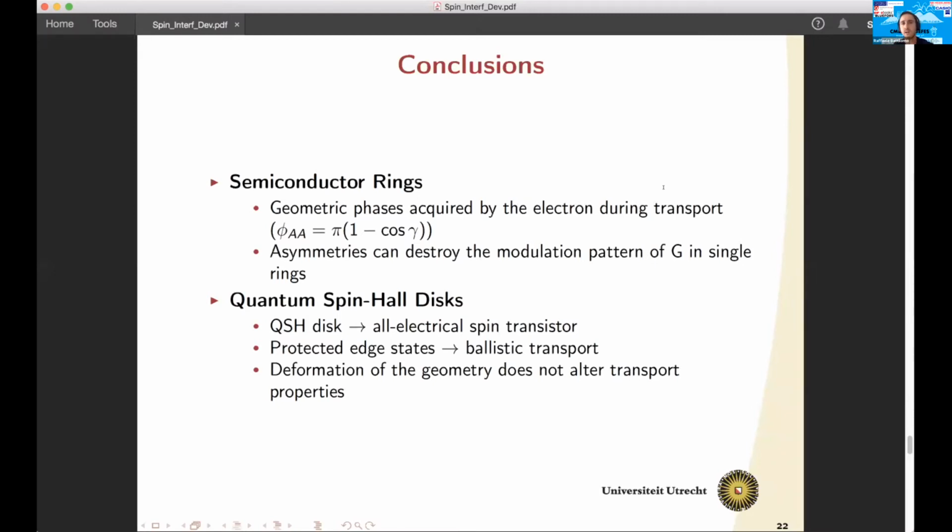On the other hand, quantum spin Hall disks do not serve as interferometers, but can be used as all-electrical spin transistors. Edge states are protected by time reversal symmetry, so we have ballistic transport, and phase coherence is ensured. Moreover, deforming the edges of these systems does not alter the topology, and neither does it alter the transport properties of the disks.